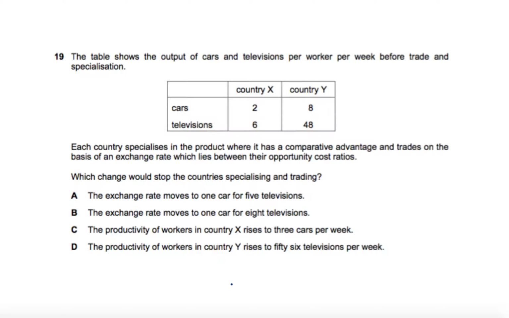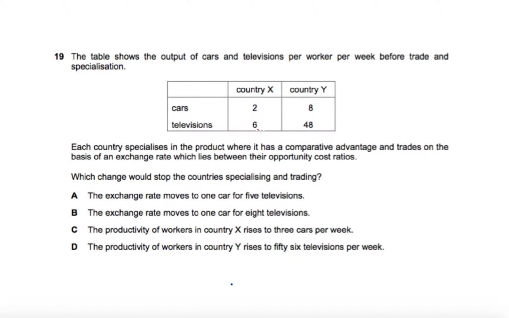So now let's find out the opportunity cost of producing both goods in each country, and that would give us an idea of which product a country has to produce. First thing, notice that country Y has an absolute advantage in the production of both cars and televisions, but this question is talking about the comparative advantage, which requires us to calculate the opportunity cost ratio. So first, let's look at country X.